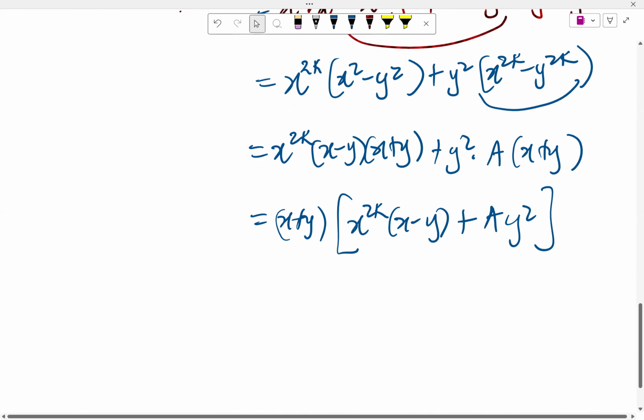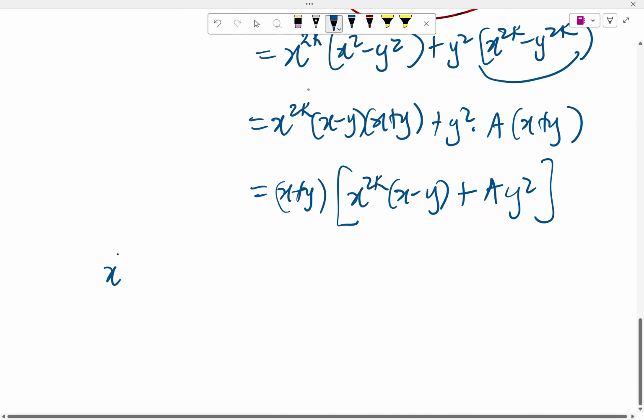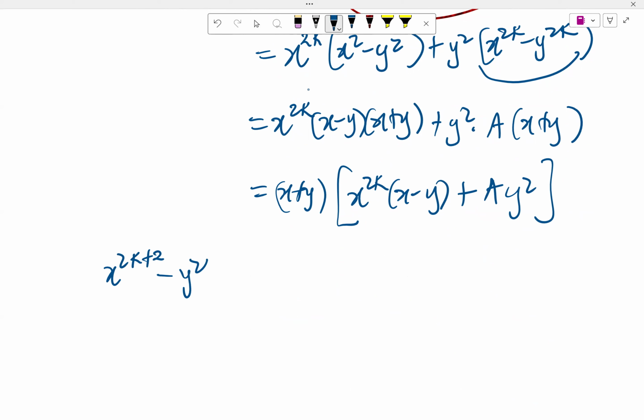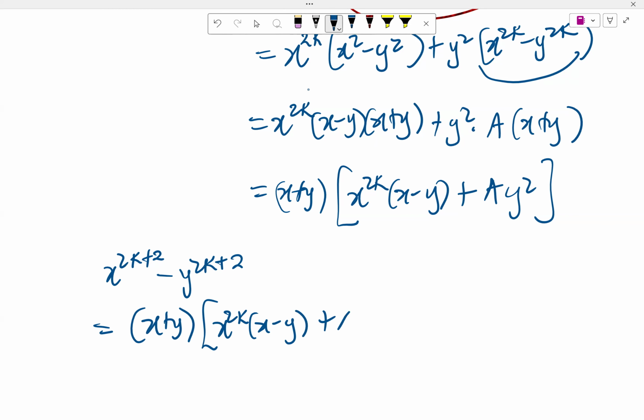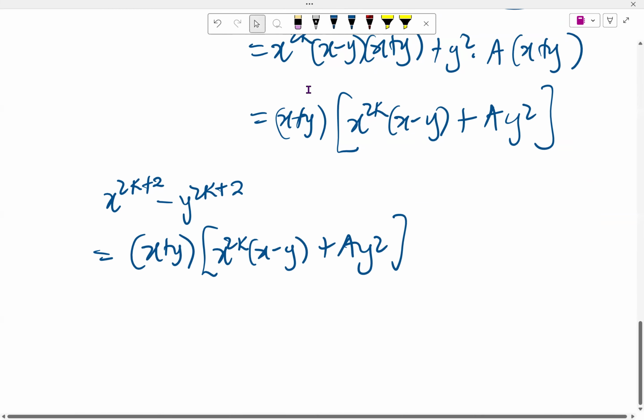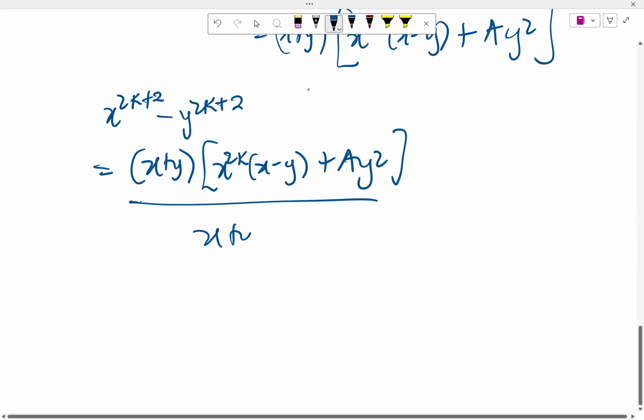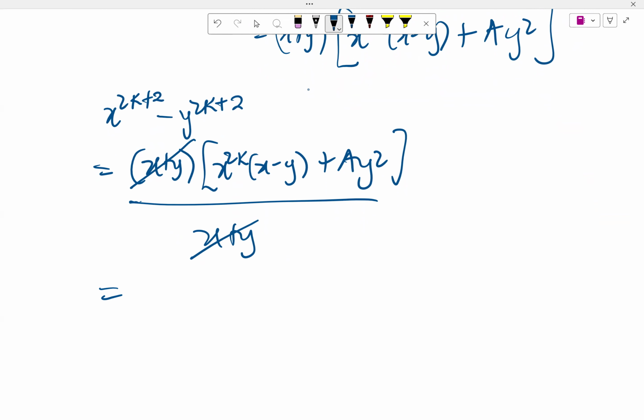So you see now that x raised to power 2k plus 2 minus y raised to power 2k plus 2 is exactly the same thing as x plus y into x raised to power 2k into x minus y plus a y squared. Divided by x plus y is possible, right? Divided by x plus y. Because this cancels out, and all you have is x raised to power 2k into x minus y plus a y squared. So you have that x plus y standing out.